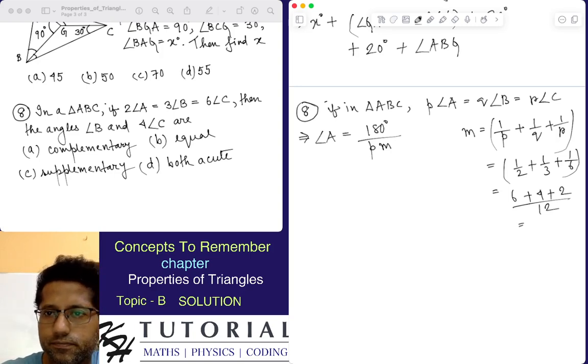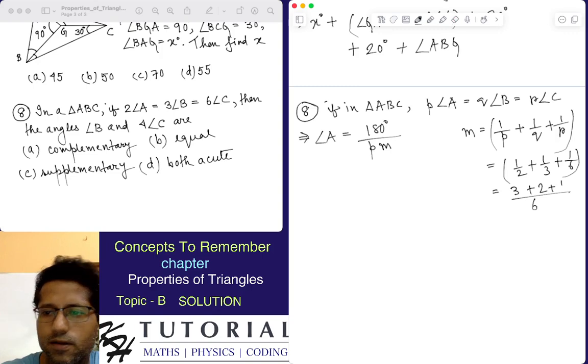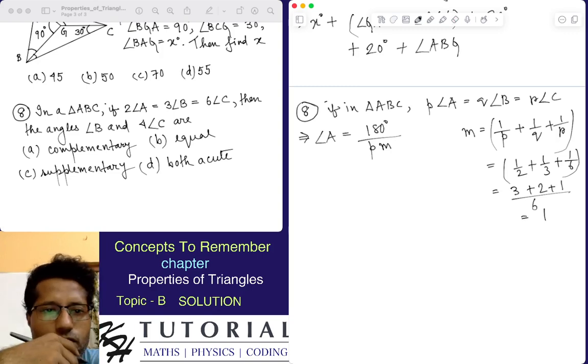2, 3, 6, sorry. The sum will be 3 plus 2 plus 1 over 6. This is 1. 1 by 2 plus 1 by 3 plus 1 by 6.